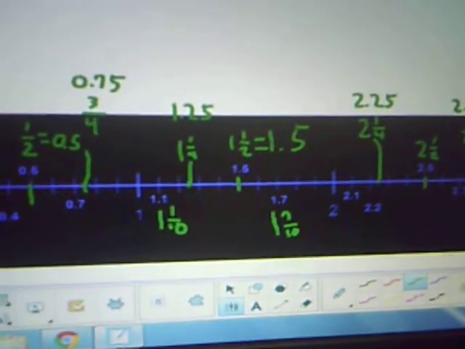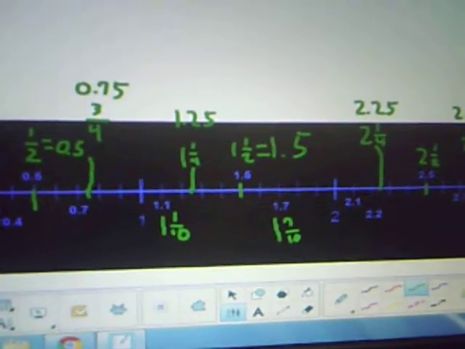Now, let's talk about putting them on the positive and negative number line. So here's a problem that comes from textbook page 53. And it gives you these 5 decimal numbers.